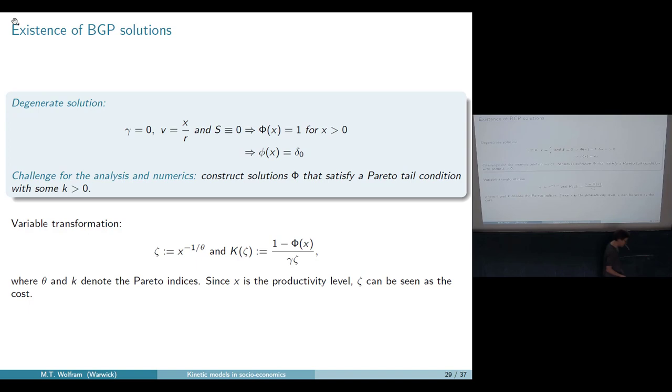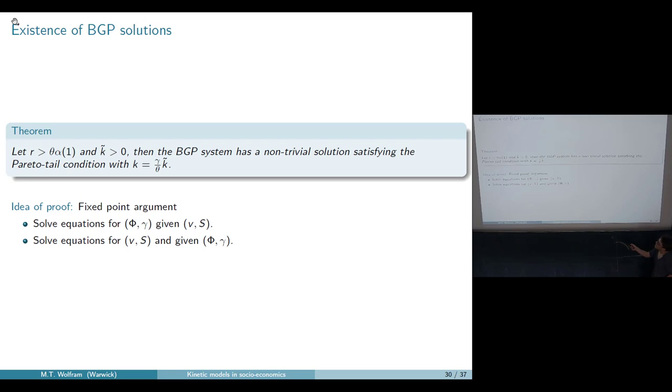So when we had to do this fixed point argument, there was quite a bit of work involved to make sure that you stay away from this zero, because what you do is you solve for phi and gamma, given V and S, and you go to V and S, so you do a fixed point argument. You have to do a couple of technicalities to make sure that you're staying away from this degenerate solution. But in the end, we could prove that you do have a BGP solution if your initial condition has a Pareto tail. So that's kind of nice.